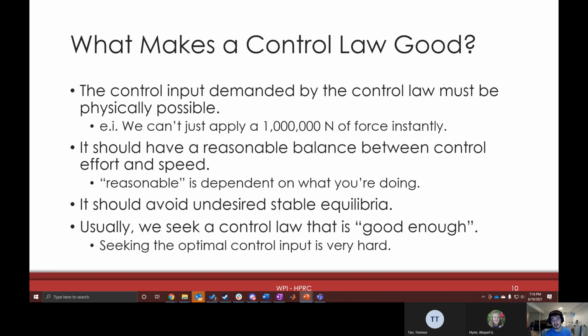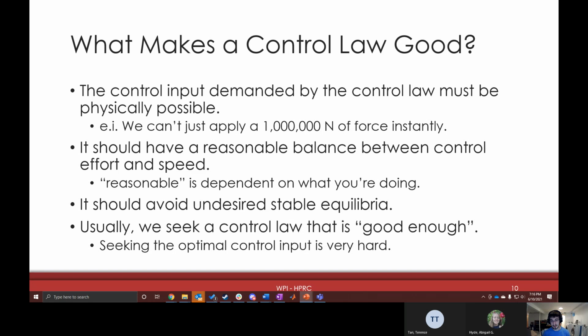So what makes a control law good? Number one, the control input demanded by the control law must be physically possible. We can't just apply a 1 million Newton force to our helicopter instantly. It has to throttle up, throttle down, and whatnot. There's a maximum thrust it has. And we also can't just turn the helicopter off and go to zero thrust, because you then have to start it up again. So oftentimes you're constrained within a certain range of control inputs.